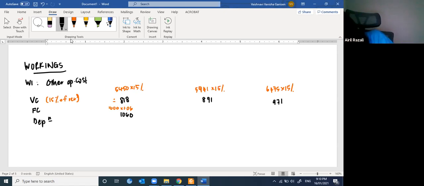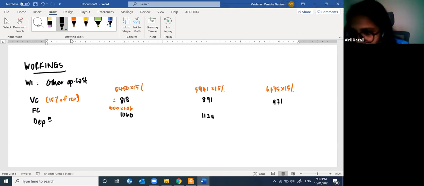Multiply again 1.06, 1124, and multiply by 1.06 again, it is 1192.